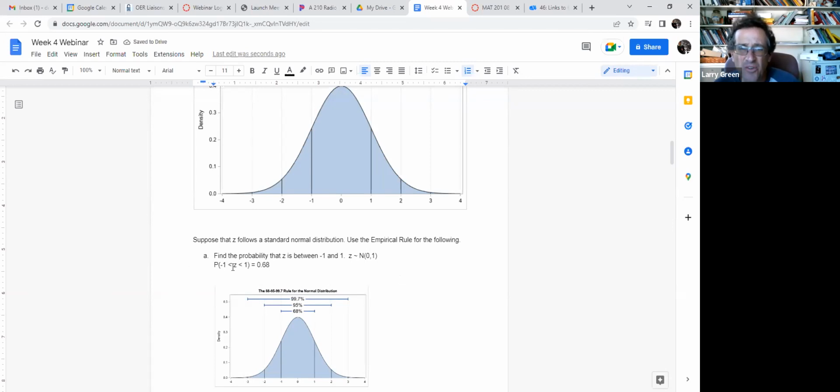Just a note, the normal distribution is a continuous distribution. So it doesn't matter whether you put less than or equal to, it's the same thing when you have a continuous distribution for probabilities. Any questions on part A and how we looked at this and came up with the answer?